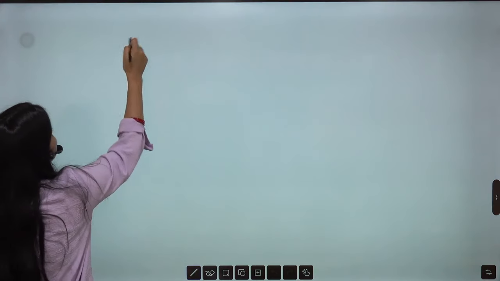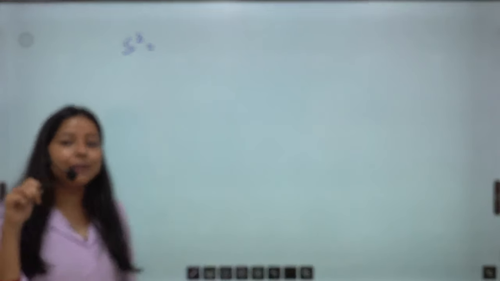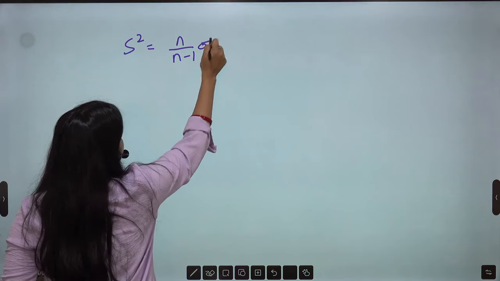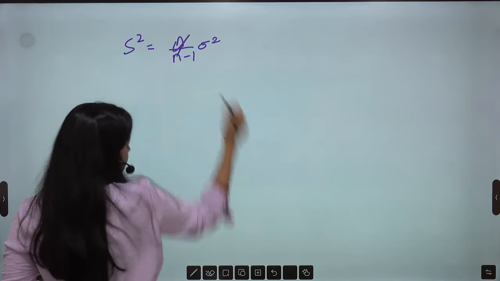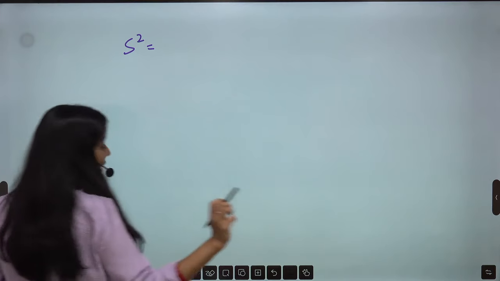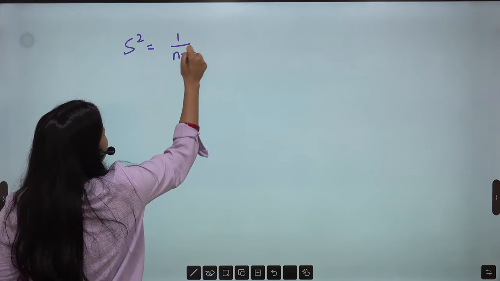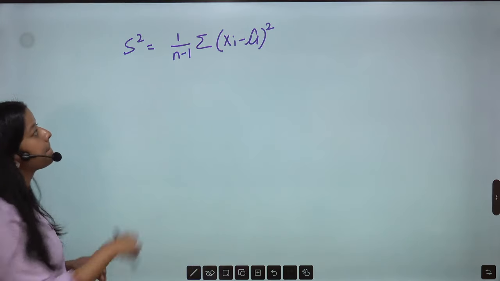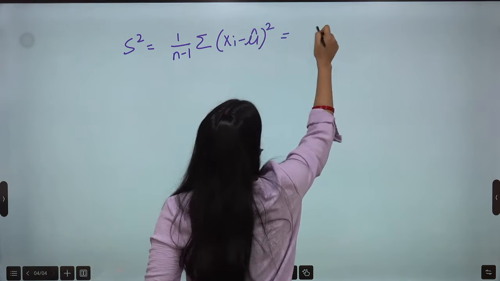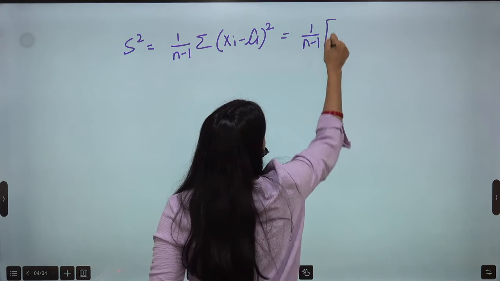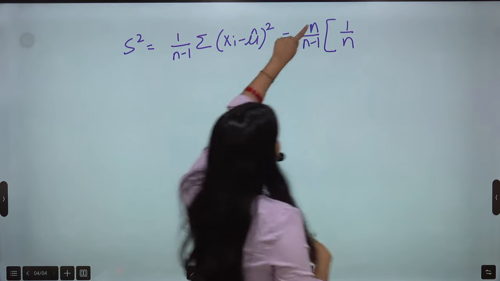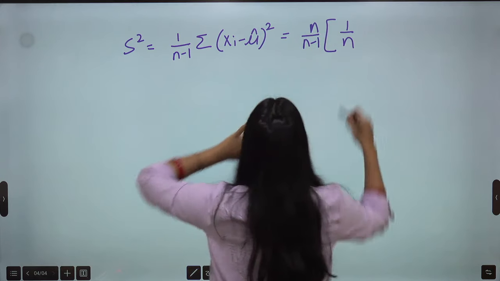For that you can take the sample variance. Do you remember how we calculated the sample variance? We calculated it with 1 by n minus 1. Let me do one thing, let me straight away, don't write this, watch carefully. 1 by n minus 1, if I can write it this way, I am taking this outside: 1 by n, so I am multiplying and dividing by n. n and n, multiply and divide, it will cancel out.